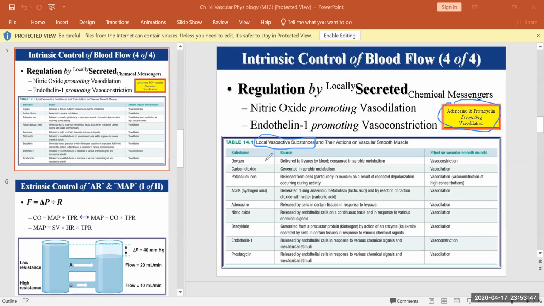vasoactive, meaning these are chemical messengers that will cause a reaction from the vascular bed. So vaso means blood vessels, right? So either they're gonna dilate the blood vessel, the vascular bed, or they can constrict the vascular bed. So vasodilation here means dilating the blood vessel. Vasoconstriction means they're constricting the blood vessel.